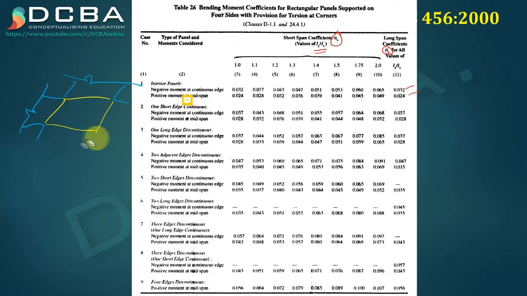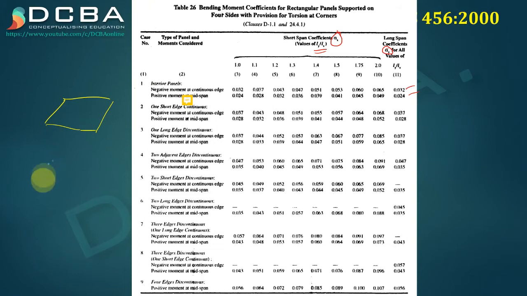The second case is one short edge continuous. This is a printing mistake in IS 456, and it should say one short edge discontinuous and not continuous. So one short edge discontinuous means that there is a slab along both long spans, and there is a slab along one short span. So one short span is discontinuous, that is, it is not continuing any slab on one side. If this is the condition, then it is condition number 2.